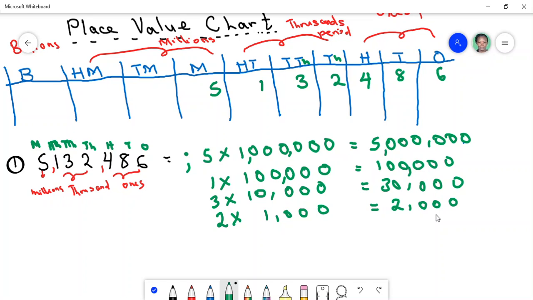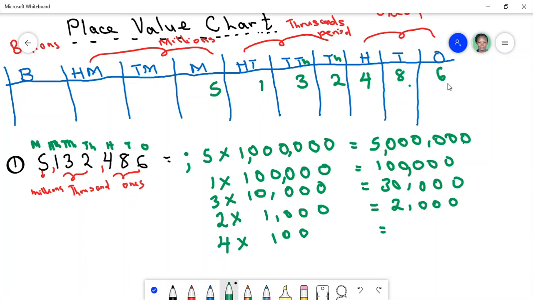2,000. Then let's pick what? 8. What is 8? 8 is what? Or the next value is what? 4. Digits is 4. So 4 times 4 is in the 100 column.